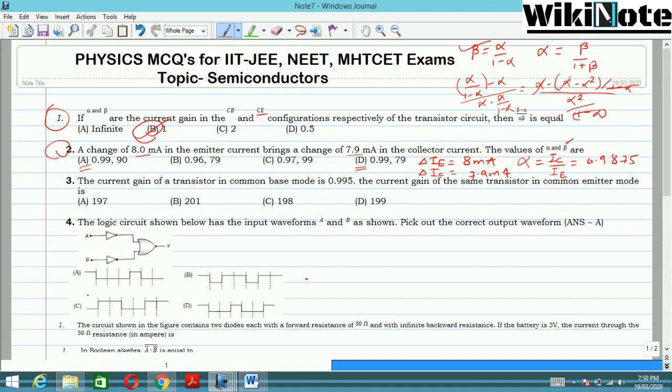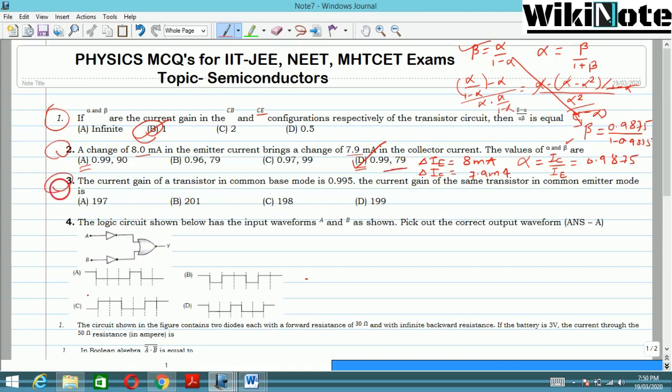So for beta I will take down the formula, beta is equal to alpha upon 1 minus alpha, so this formula we can apply over here, and I will get 0.9875 divided by 1 minus 0.9875, and if you do that, you will get the answer as 79. So this should be my answer, option 17. You can perform this calculation.